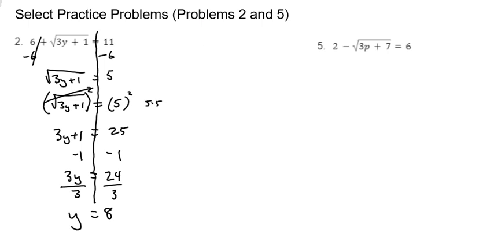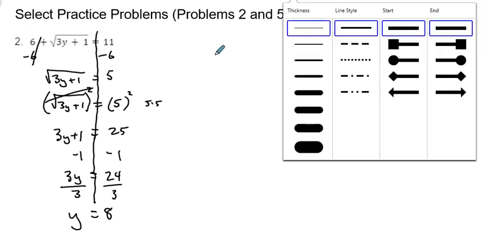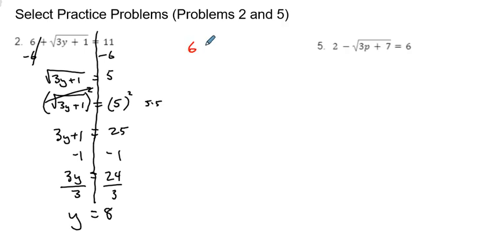and now we will do a considerably quicker process, which is just plugging this back in to see if we have an extraneous solution, right? So we have 6 plus the square root of 3 times my solution, which is 8, plus 1, all under the radical sign, equals 11. So is this a true statement, right? Is this side equal to this side? That's what we want to find.